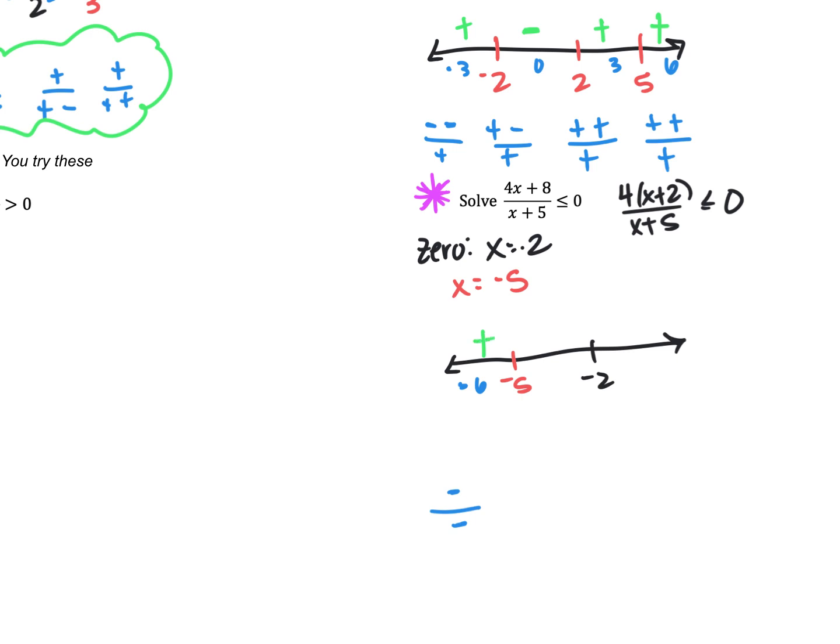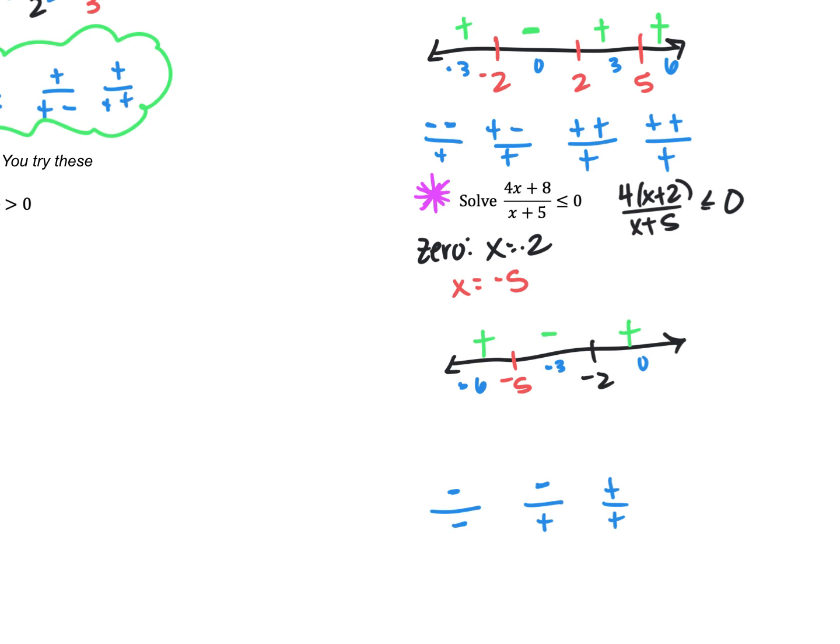Okay. Between -5 and -2, we might test like a -3. Okay. -3 plus 2 would be a negative. -3 plus 5 would be a positive. Negative divided by a positive is a negative. And then we might check greater than -2. We can choose 0, my favorite friend. Okay. 0 plus 2 would be a positive. 0 plus 5 would be a positive. And so we get a positive.